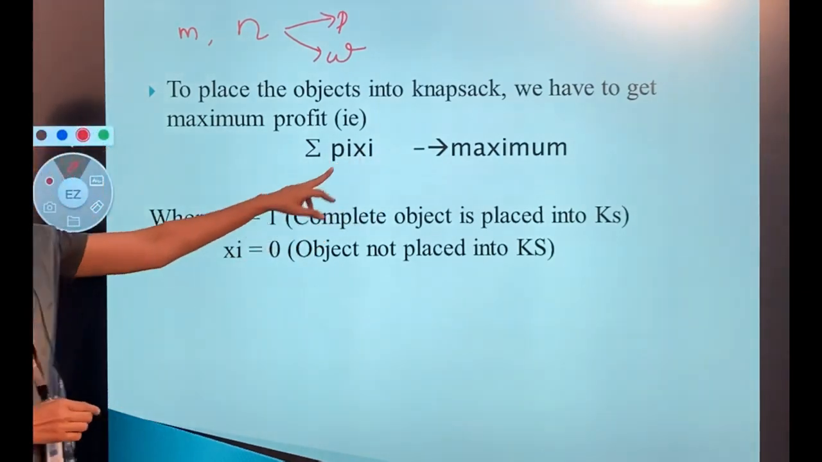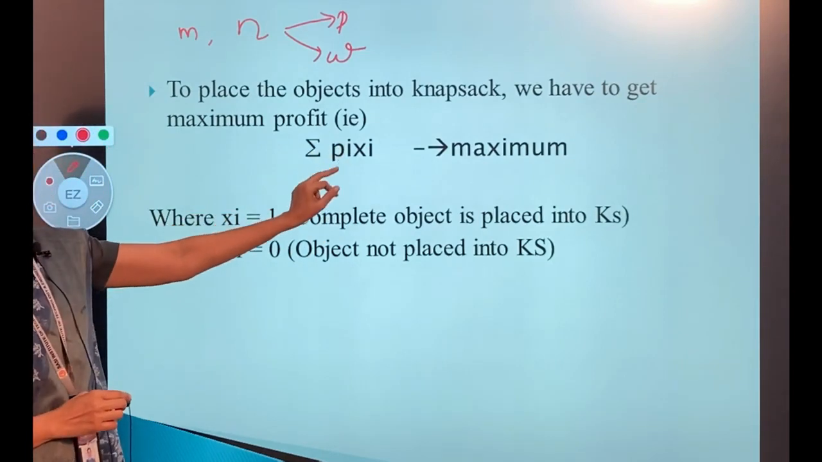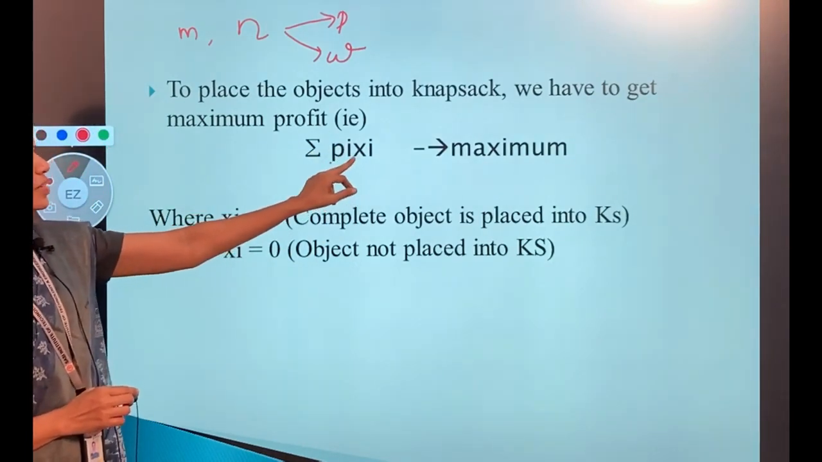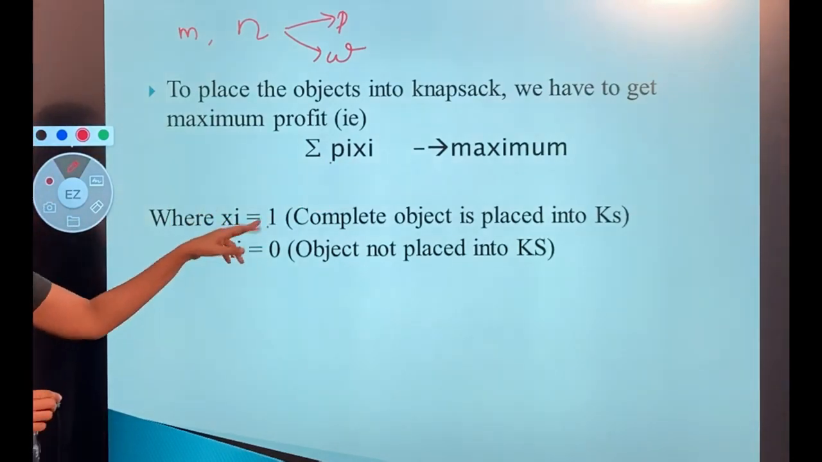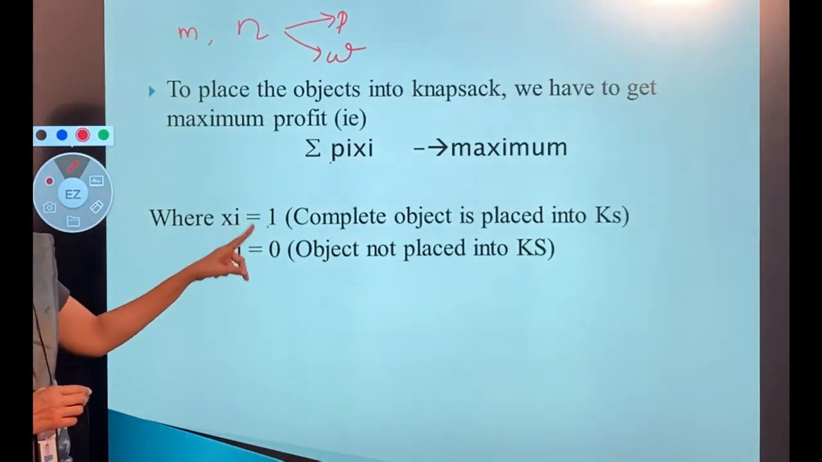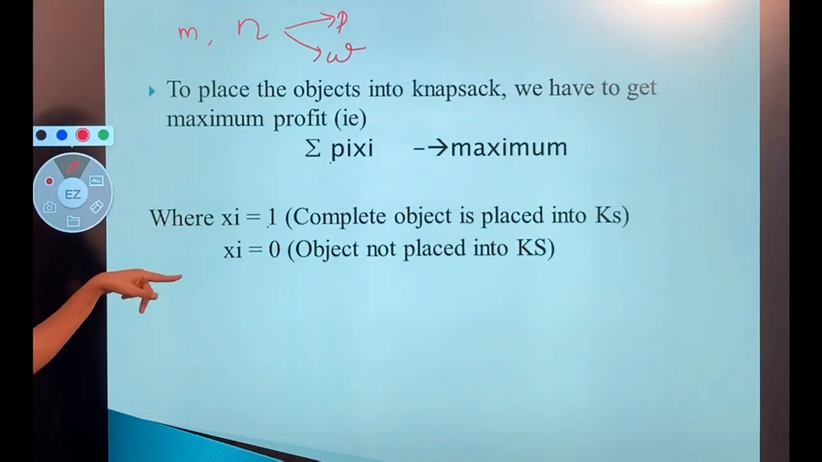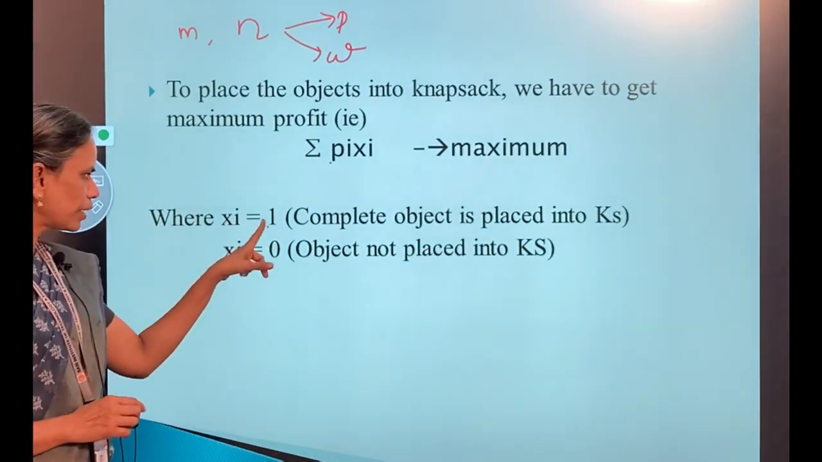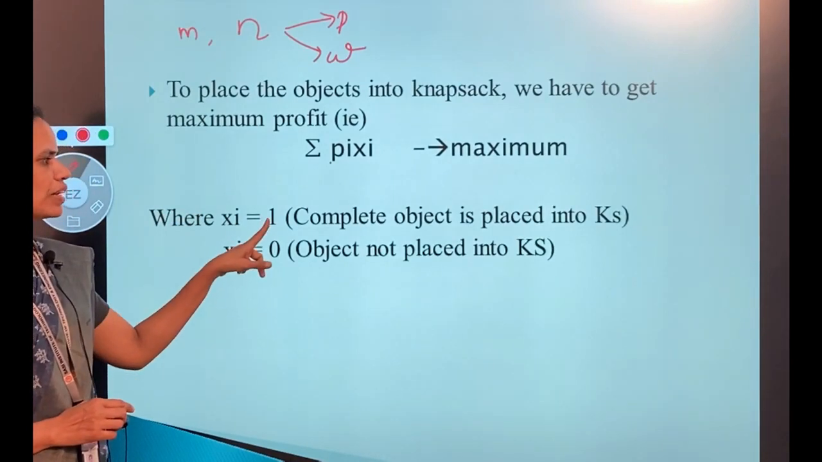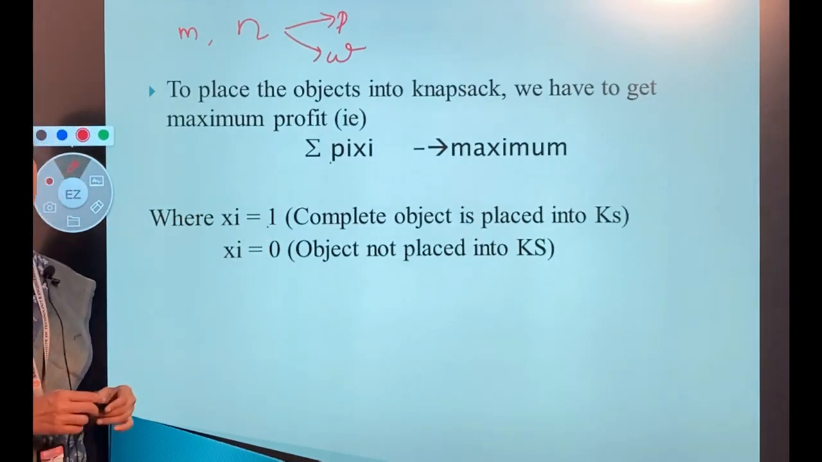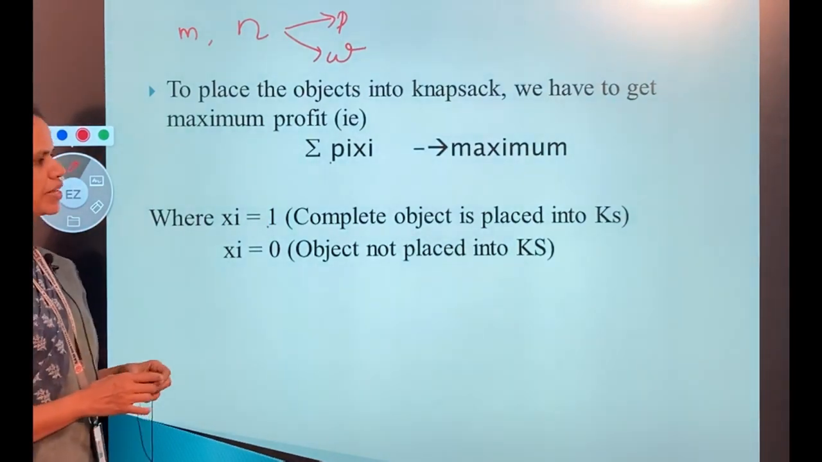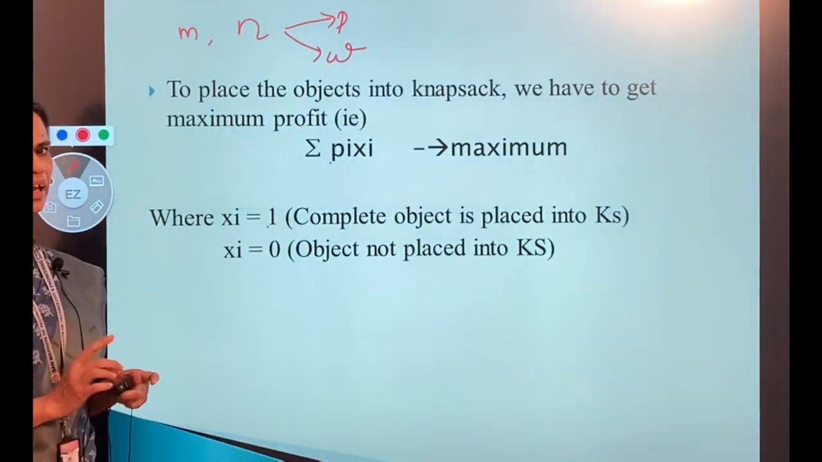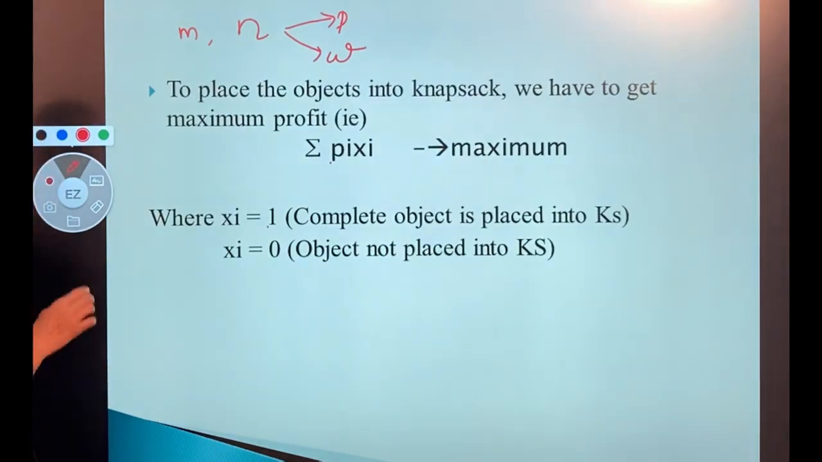Here p represents the profit and x represents the decision, which will be either 1 or 0. That is, we are going to take some decisions: x of i will be either 1 or 0. If it is 1, the complete object will be placed into the knapsack, and if it is 0, the object cannot be placed into the knapsack. So we call it 0/1 knapsack.